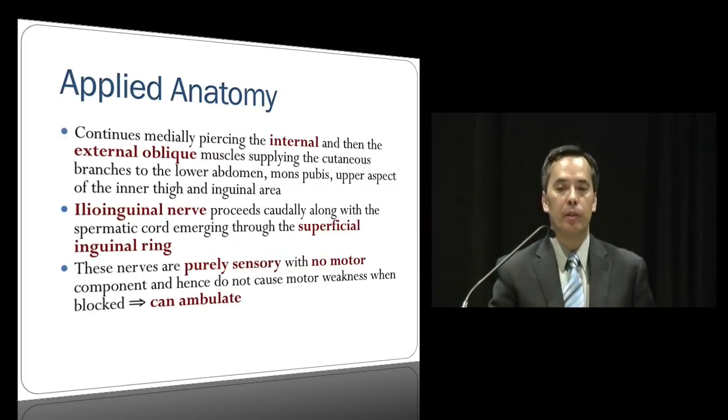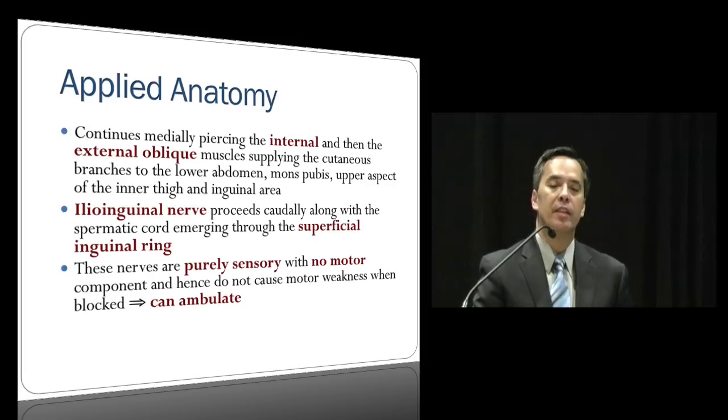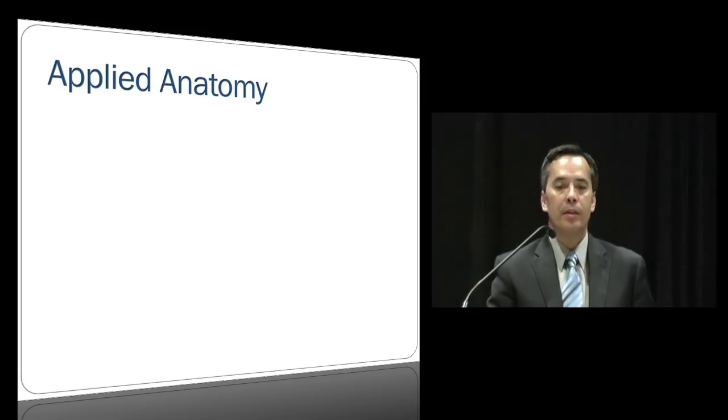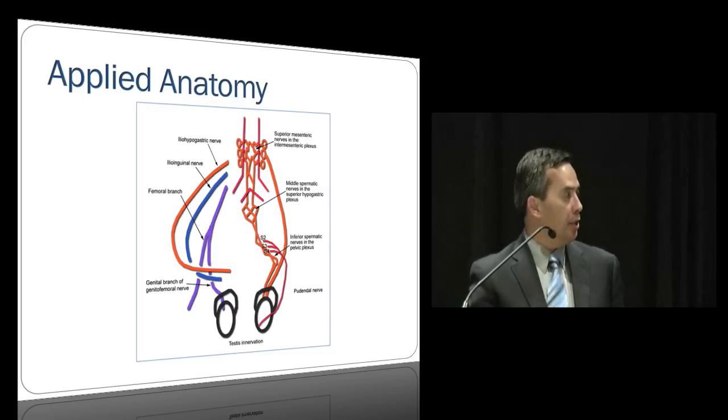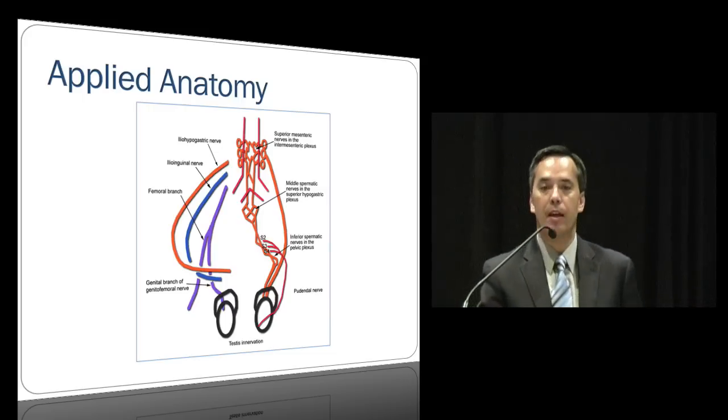The ilioinguinal nerve goes in towards the superficial inguinal ring. And the good thing about these nerves is that they're purely sensory. So there's no motor component whatsoever. When you block these nerves, patients are able to ambulate. So that's a good thing postoperatively. This is just a diagram showing the ilioinguinal and iliohypogastric nerves as they descend.